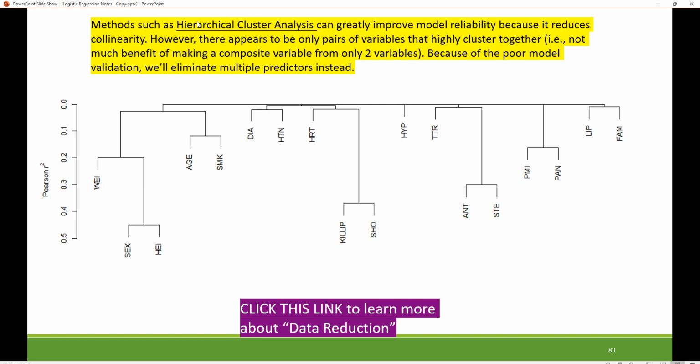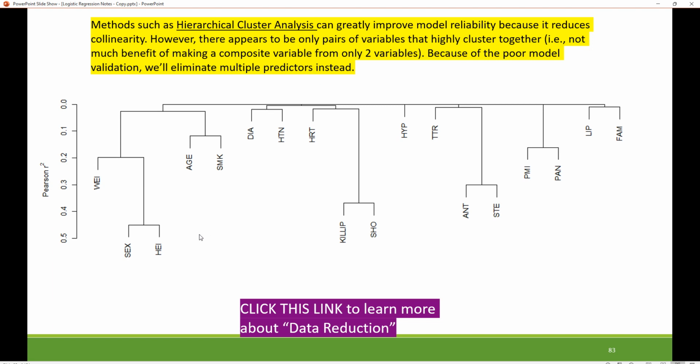So methods such as hierarchical cluster analysis can greatly improve model reliability because it reduces collinearity. However, there appear to be only pairs of variables that highly cluster together. In other words, there's not much benefit of making a composite variable from only 2 variables. Because of the poor model validation, we'll eliminate multiple predictors instead.